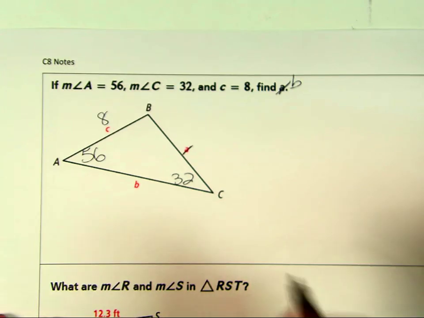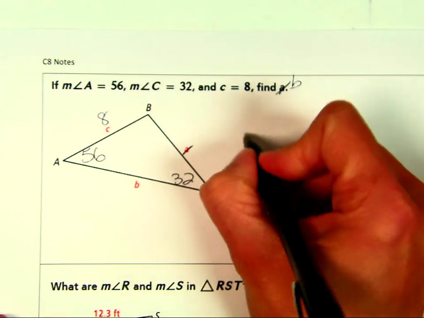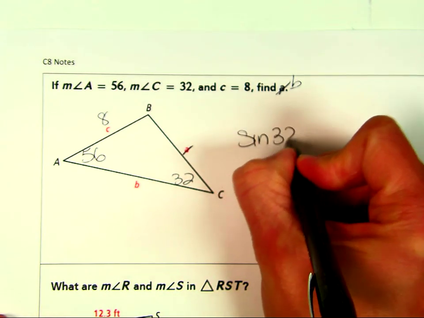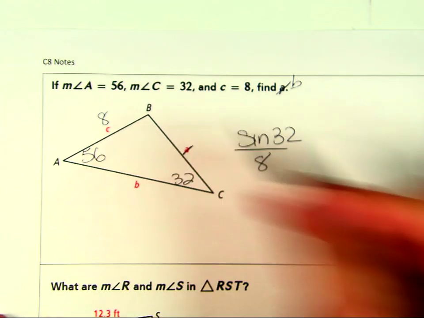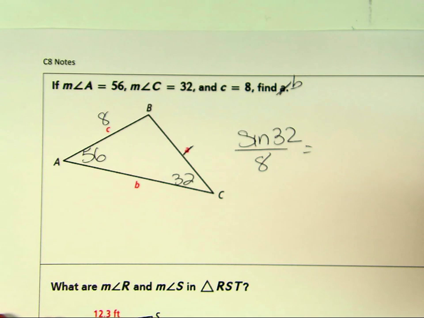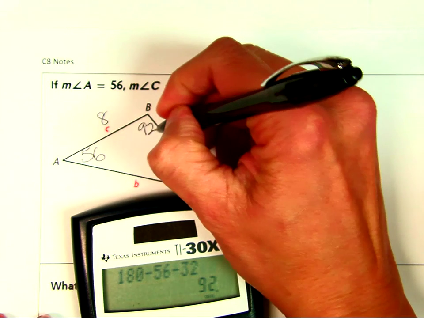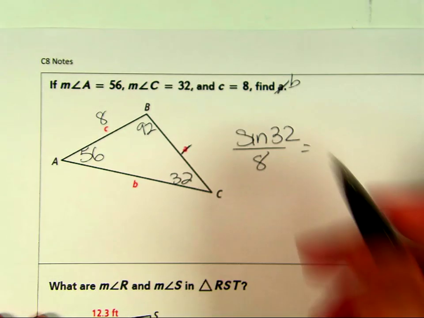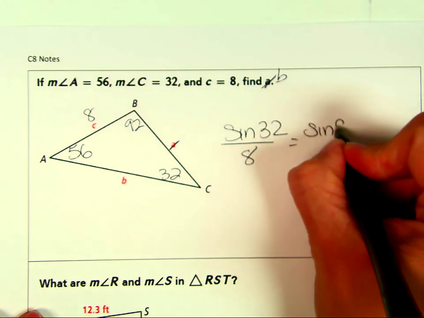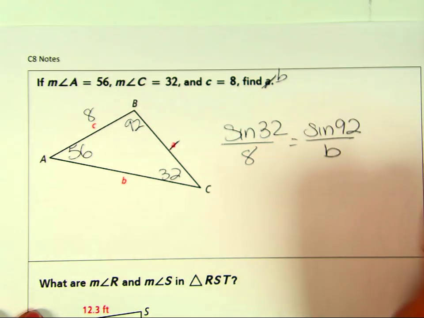And so what happens then is I say, I have the sine, I have the 32, and I have the 8, but I don't have B. How do I get it? Well, I know that all the angles of a triangle add up to 180, so I can take 180 and subtract 56 and 32, and I can find that that's 92. And then once I have that 92, I'm ready to use that to find B.